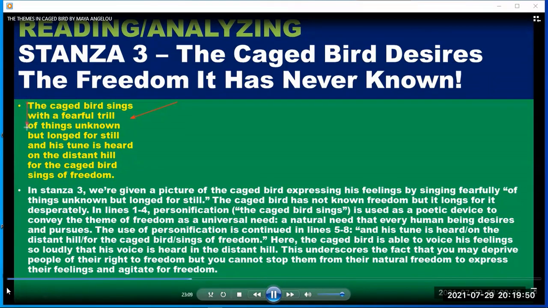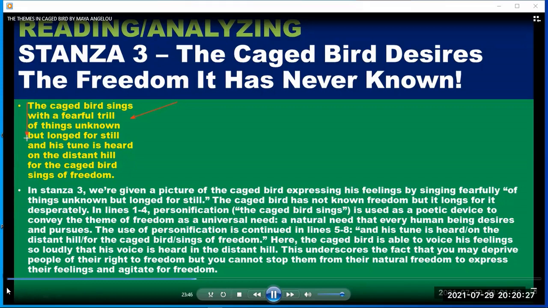The caged bird sings with a fearful thrill of things unknown, but longed for still. You see, the caged bird does not know freedom because it is deprived of that freedom. Yet there is this longing in his heart. There is this yearning for freedom. And so one of the dominant themes of this poem is that, you know, freedom is a natural phenomenon. It's a universal human phenomenon. It's a unique human phenomenon.